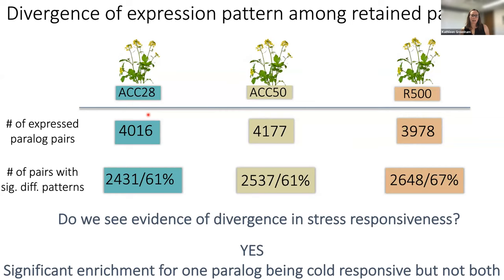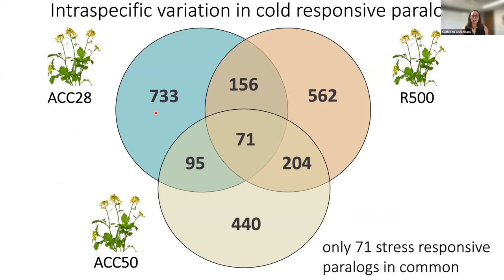Now, what was probably most surprising to us is when we took those paralogs that are responding to cold and we compared them, the overlap was very low. So the vast majority of these cold responsive paralogs are unique to each genotype. And this is within one crop type of Brassica, which is still quite surprising. And we're seeing this when we compare across the different morphotypes as well. So this is suggesting that there has been a lot of change in the regulation of these genes, even at the genotype level.